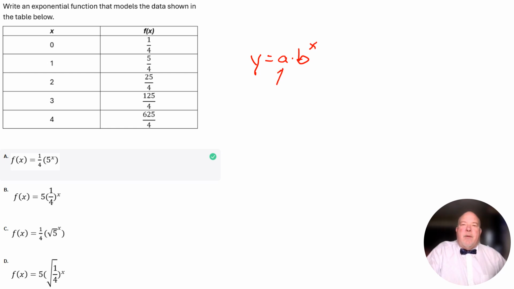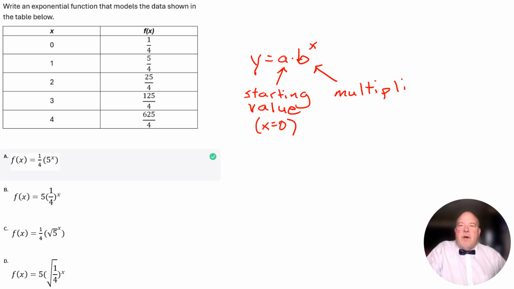So a here represents the initial or the starting value, and that's where x is equal to 0. So the value when x is equal to 0, or the starting value. The b, I see different names for this. I'm going to call it the multiplier. And so we just need to find what those two values are, and then we'll have our answer.